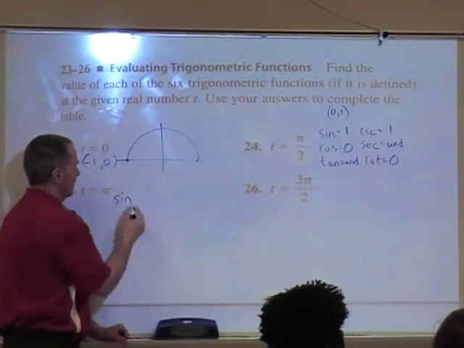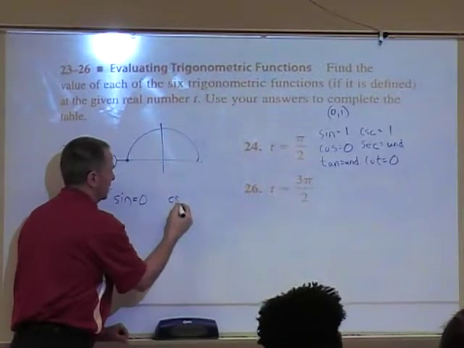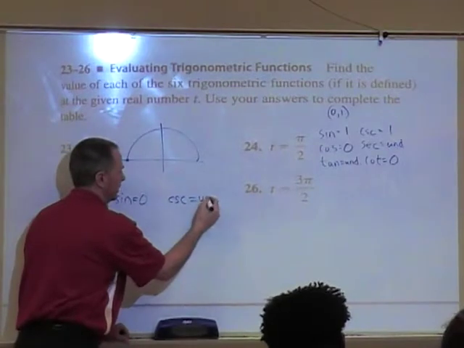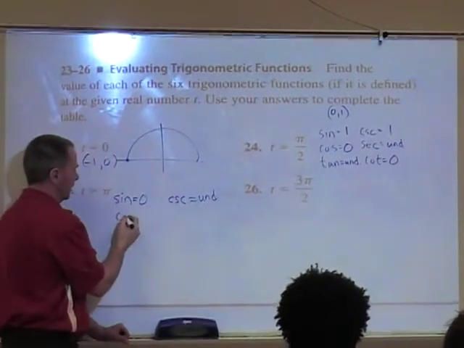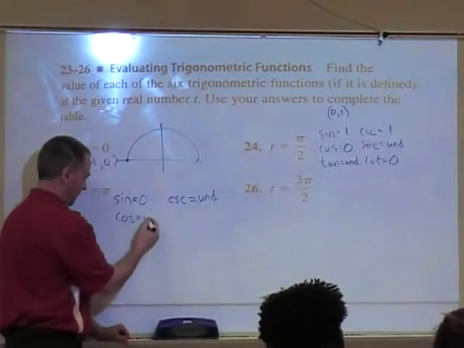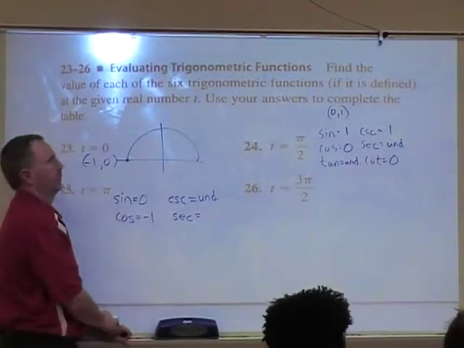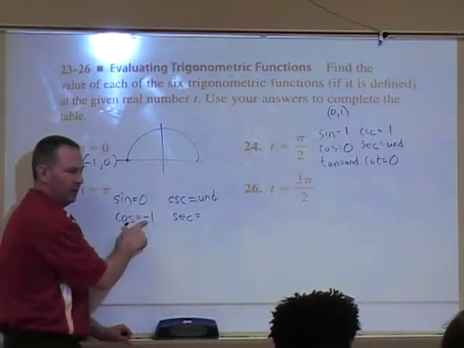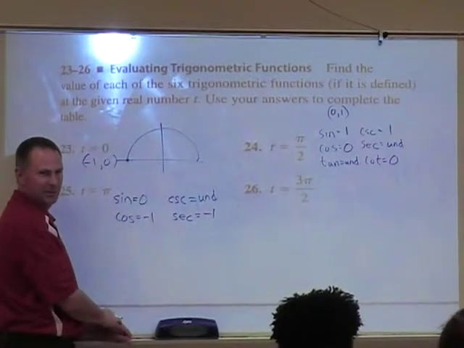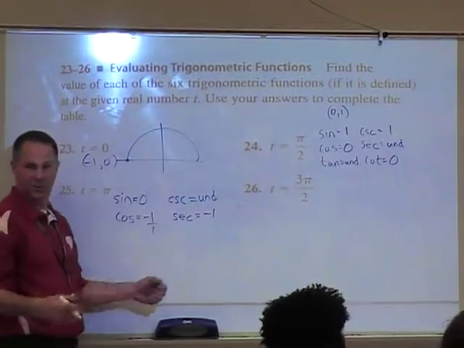Okay. What is the sine value? We'll do it together. Sine is y, which is 0. And then the cosecant is going to be the reciprocal, or undefined. Okay, then you have the cosine, which is x, which is -1, and then the secant would be the reciprocal, still -1. This is 1 over -1, which is -1.